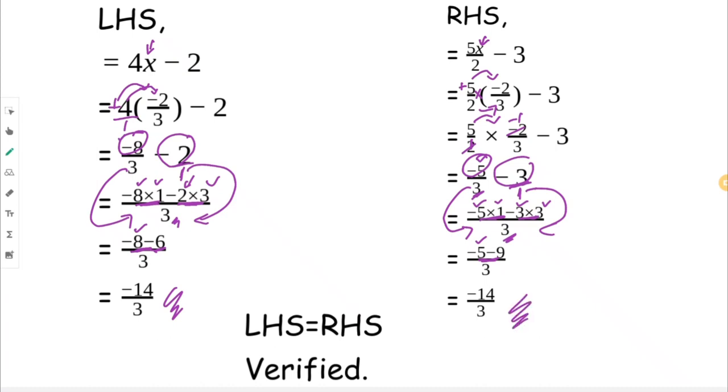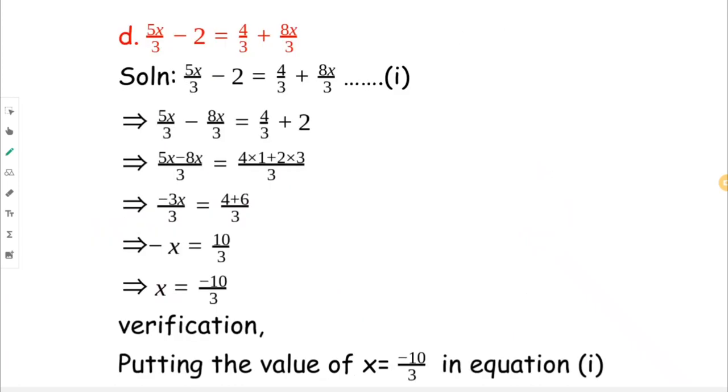They're equal, so it is verified. All right, let's do one more. 5x by 3 minus 2 equals 4 by 3 plus 8x by 3, right? So once again, this is equation 1. Keep the like terms together. This is plus 8x by 3.